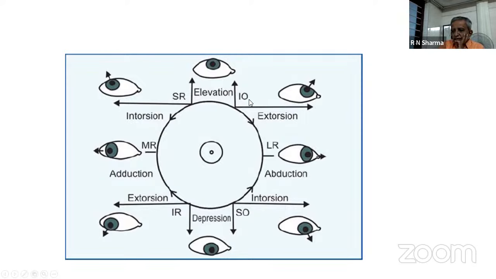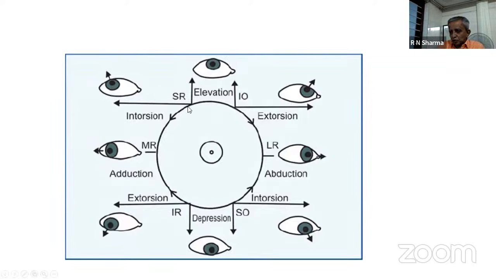Inferior oblique is the second elevator. It arises from the anterior part of the floor of the orbit near the lacrimal bone, runs below the globe, getting inserted into the posterior inferior outer quadrant, and it pulls it downward. Therefore, it will elevate the anterior part. Therefore, one action will be elevation, the other action will be abduction, and the next action will be extorsion.